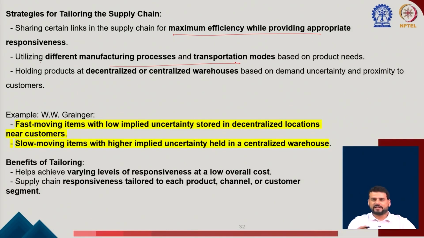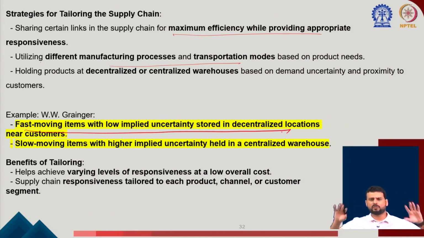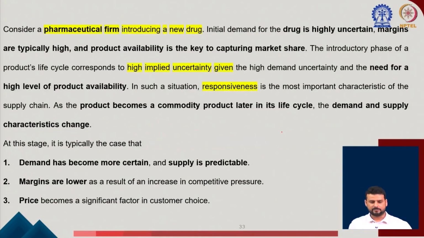Then again, whether you are maintaining your inventory at the centralized store or at the distributor location will also change your strategy with respect to your competitive strategy. So again you can see fast moving items with low implied uncertainty stored in decentralized locations. Where you are sure about the demand, you can set up your retail chain there and consume that. But where you are not sure, like Blue Nile, you can keep the diamonds in the centralized store, and then from anywhere, if the demand is coming, you can supply the product, right?